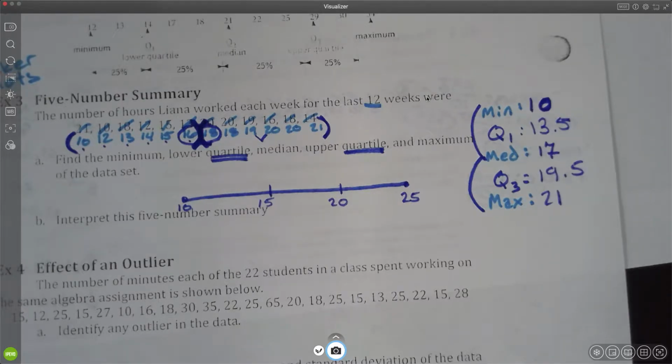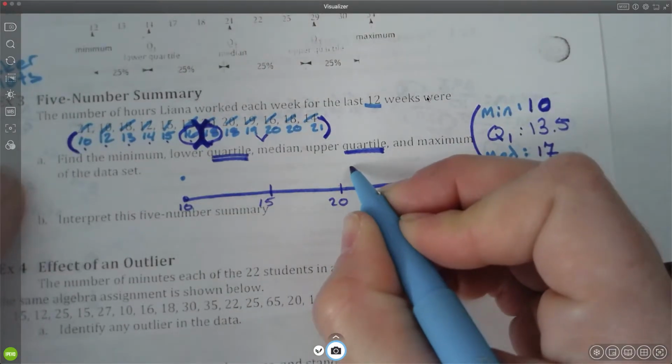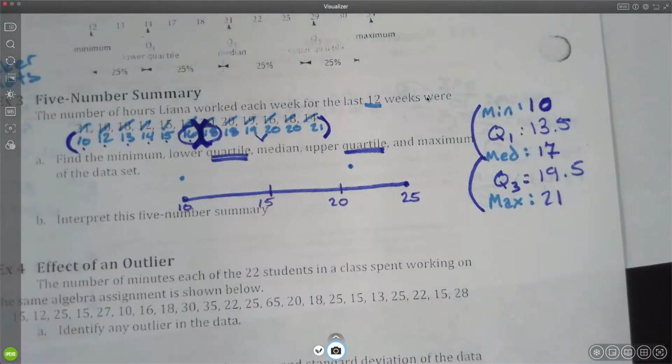Okay, my minimum number is 10, so I'm going to put a dot above the 10. My maximum number is 21, so I'm going to go over to about 21, and I'm going to put a dot. Okay, that's 10 and 21. Now, the median number is 17.